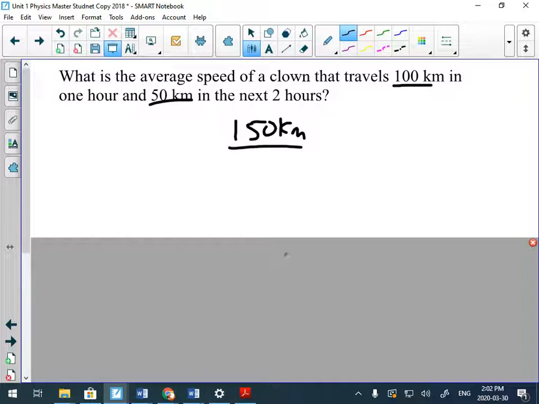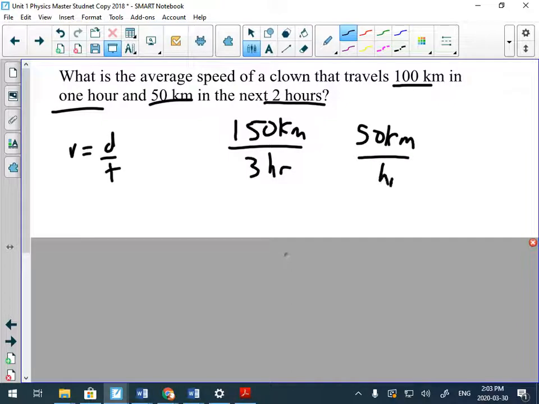And we're going to divide this by the total time. The clown traveled for an hour, probably murdered some folks, went for another 2 hours, so our total is 3 hours. So when we divide this out, remember, because speed is distance divided by time. Now you can maybe do that in your head. We work out to being 50 kilometers per hour.